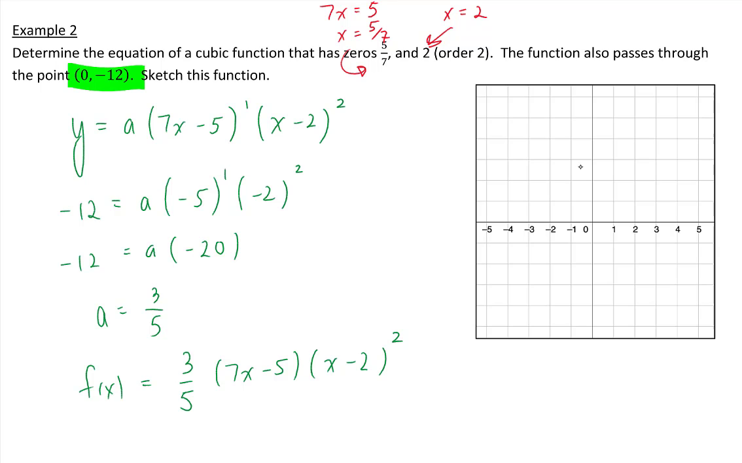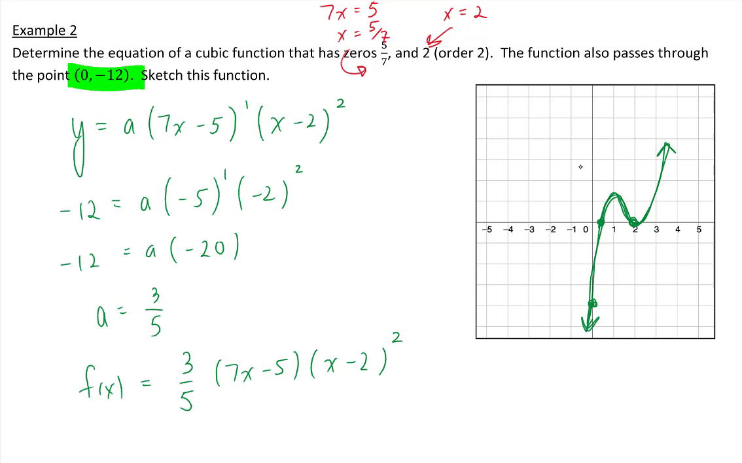So it says sketch this function. So again, it's just a sketch. So we have a 0 at 2. We have a 0 at 5/7. So let's say that's here. And we know our graph passes through 0 and -12. Let's say that's there. This is a cubic function. So it's going to go up. Remember, this is of order 2, so it's got to touch as a parabola. The first one has to go through as a line. And there is a graph of our cubic function.